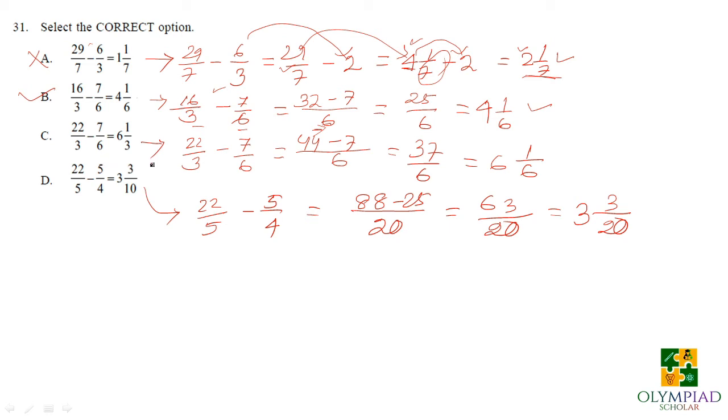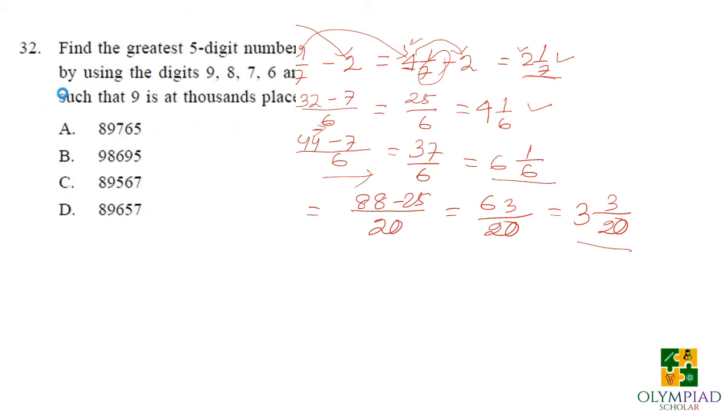Next, check the third one, which is 22 upon 3 minus 7 upon 6. You can check this is 6 1 by 6, but the right hand side is 6 1 by 3, which is not our answer. In a similar way you can check the last one also, and you will get the answer 3 3 by 20. So it is 3 3 by 10 on the right, which is again not our answer, but our answer is B. Okay, so let's jump on to the next question.